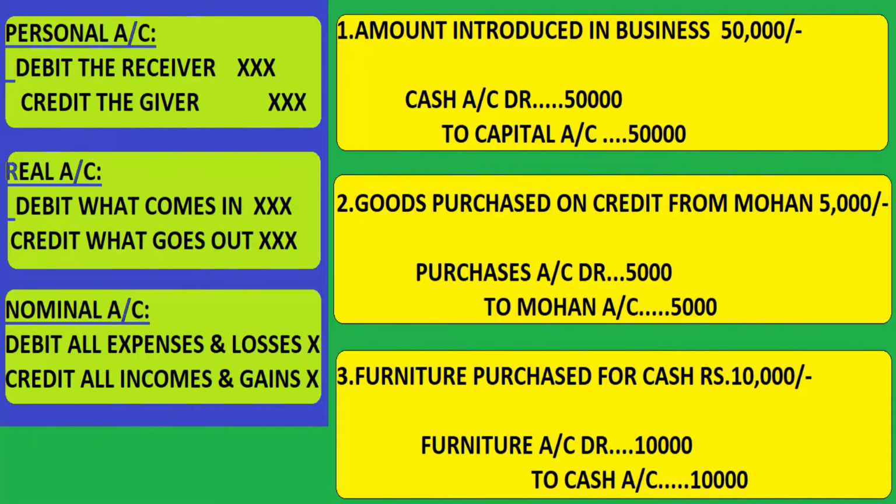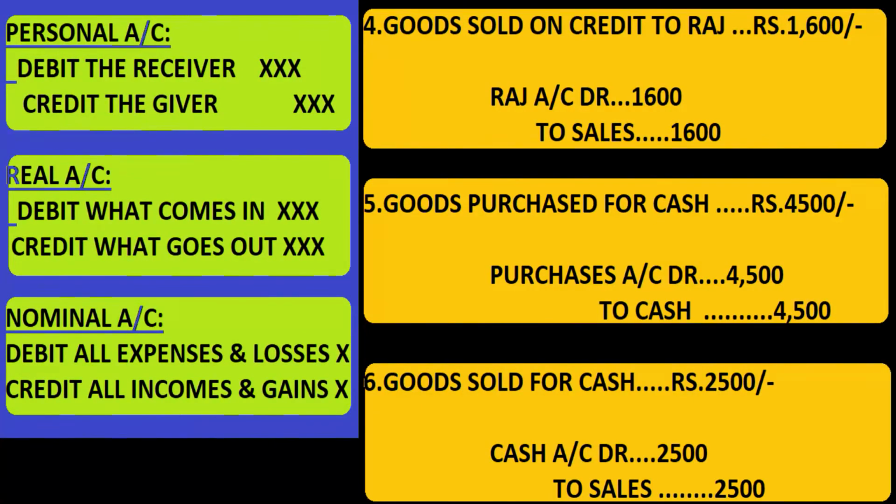The fourth transaction is goods sold on credit to Dev rupees 1600. What are the two aspects? Goods went out. So goods is one aspect and next one is Dev.